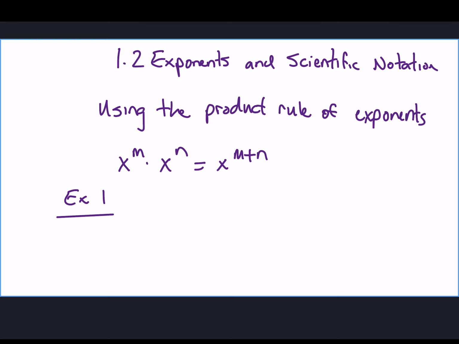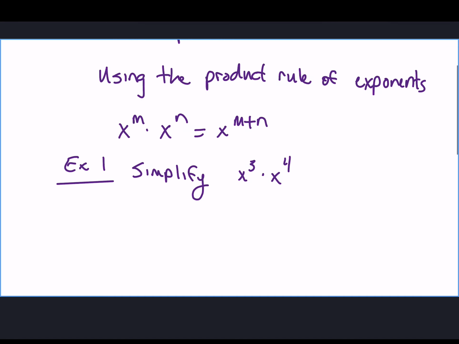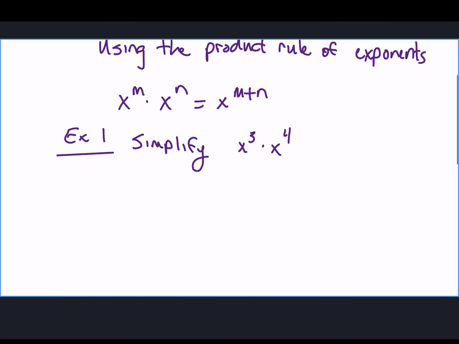Example 1. We want to simplify x to the third power times x to the fourth power. So what does the product rule say that we should do in this case? We should add the exponents. So x to the third times x to the fourth becomes x to the 3 plus 4, which is x to the 7th.